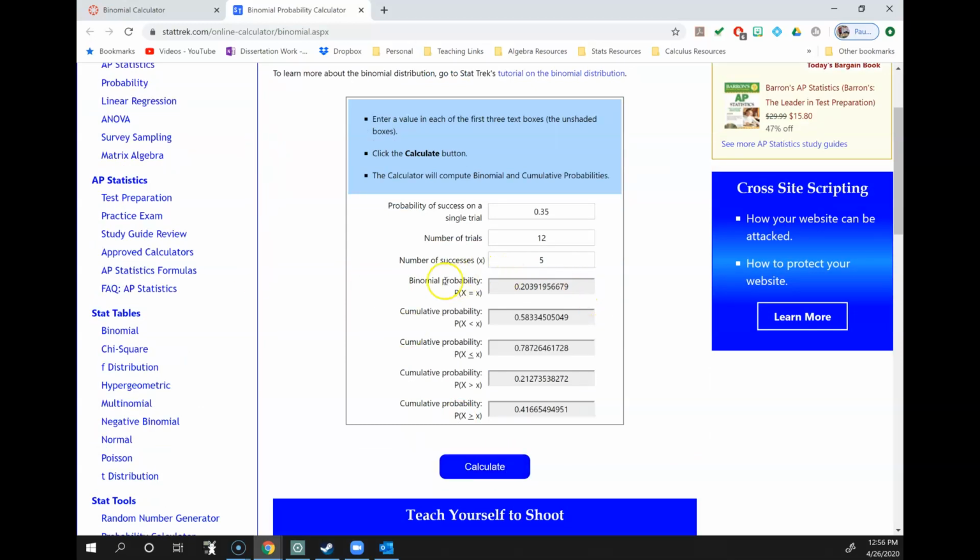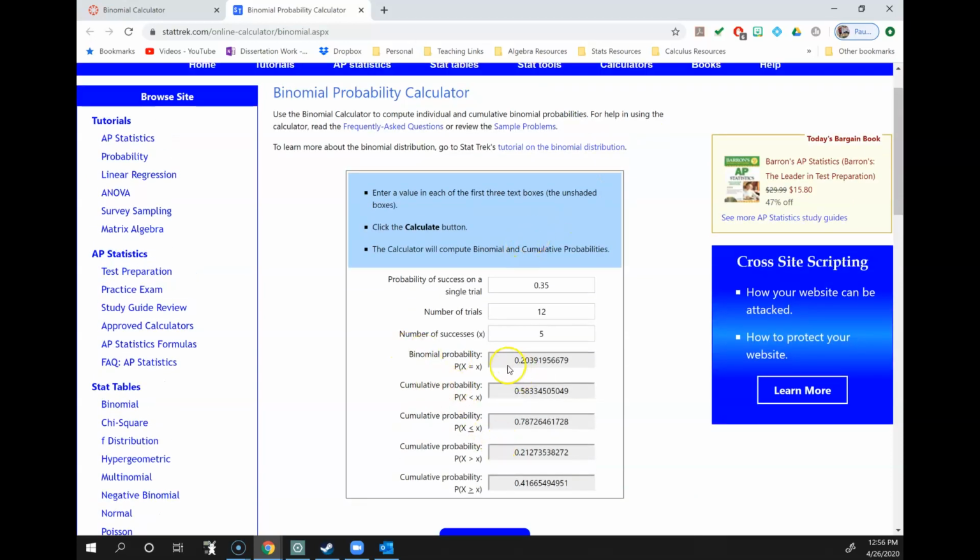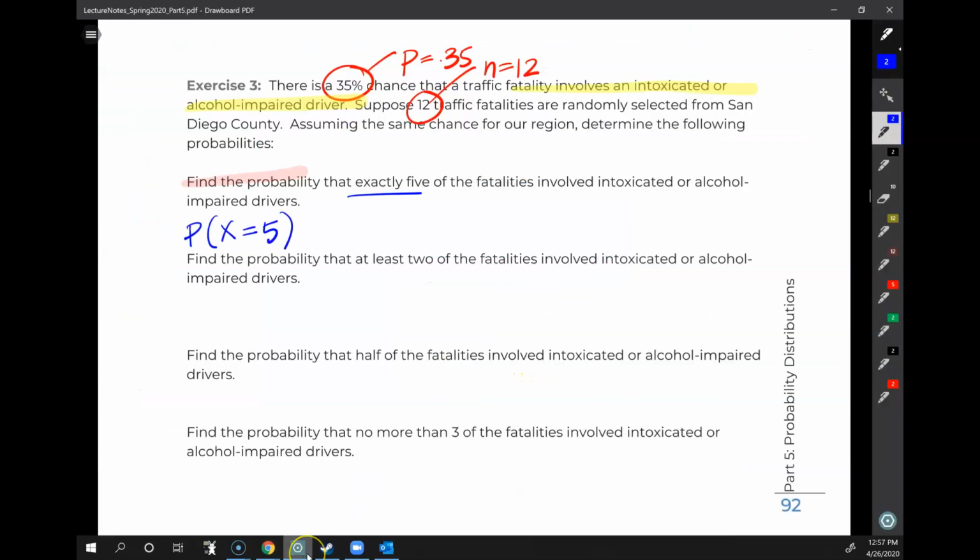And you can see the nice thing about this online calculator as opposed to the graphing calculator is the graphing calculator only has the ability to do the regular equal to and then the less than or equal to. And this gives us every possible iteration. So the hard work of a binomial question is more reading for what the question is asking than it is actually doing the calculations. So the correct answer here, we just wanted equal to 5, so 0.2039.